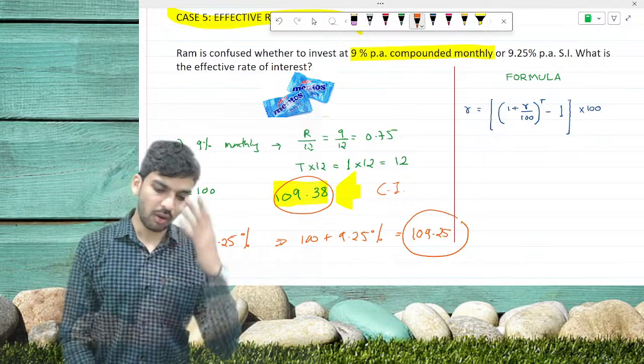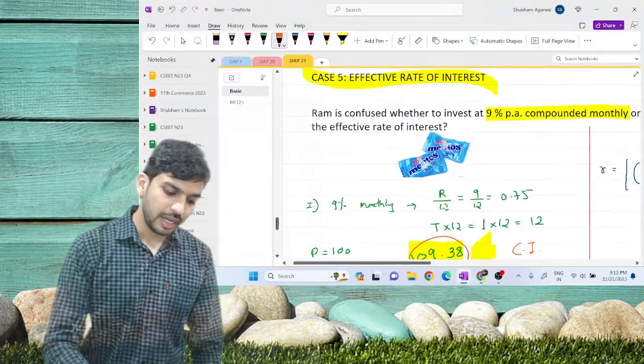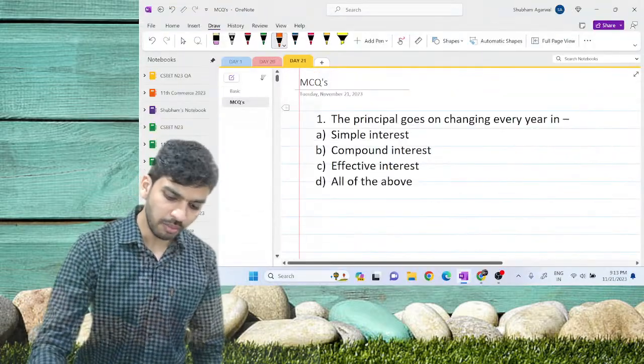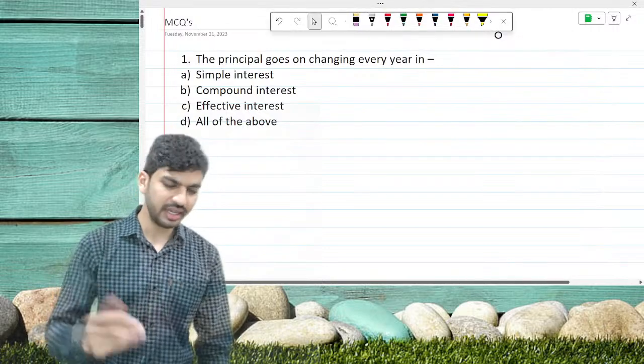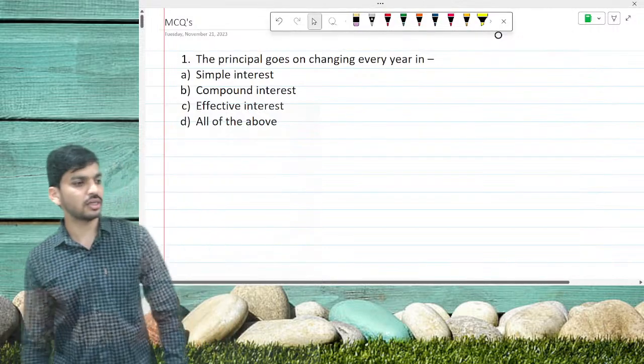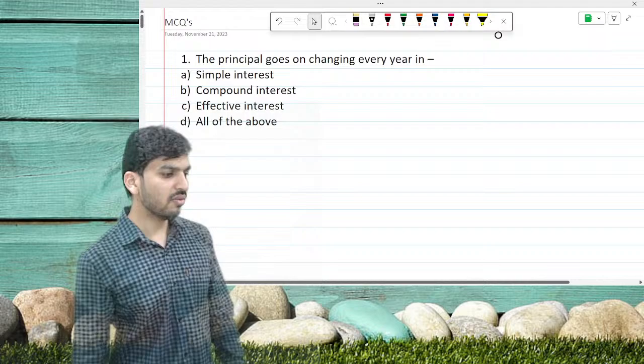Very much clear? Now let's directly go for the practice questions from compound interest. And yes, we are going to solve these questions very quickly. Okay, very quickly.